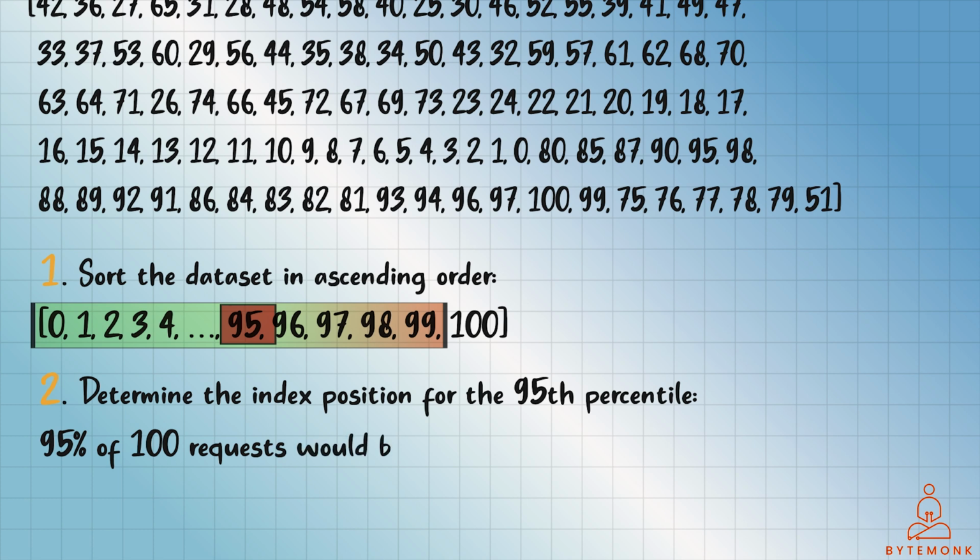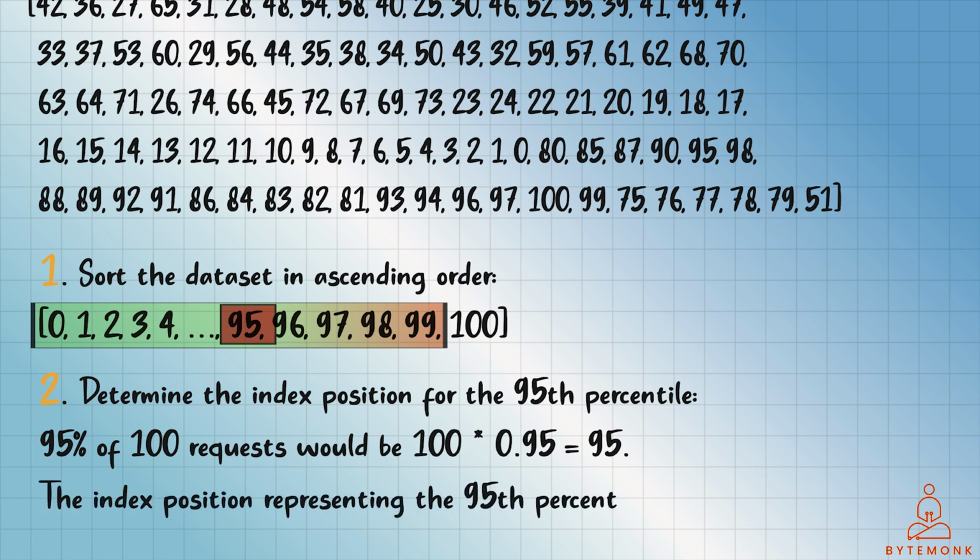Similarly, for P95, we determine the index position of the 95th percentile from the sorted dataset. 95% of 100 requests would be 95. And so the index position representing the 95th percentile here is also 95. The value at the 95th index position is 95 milliseconds. And so in this example, the P95 latency for 100 HTTP requests is also 95 milliseconds.